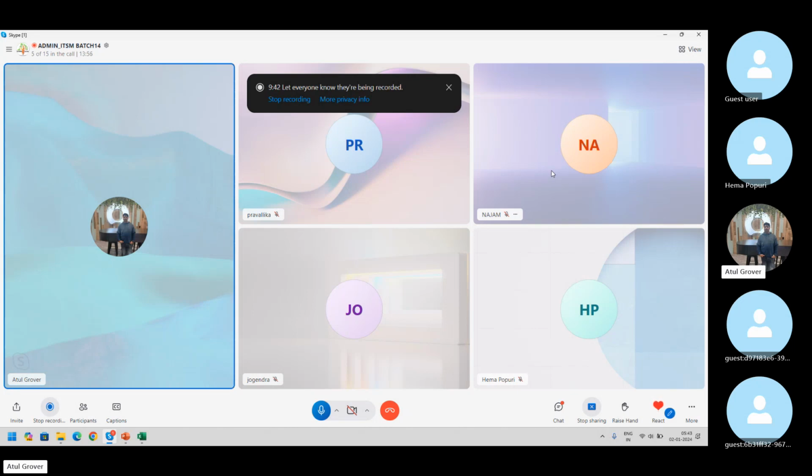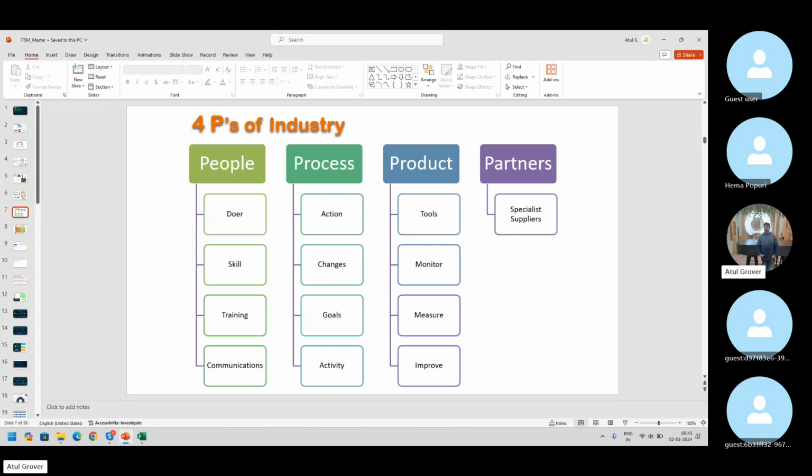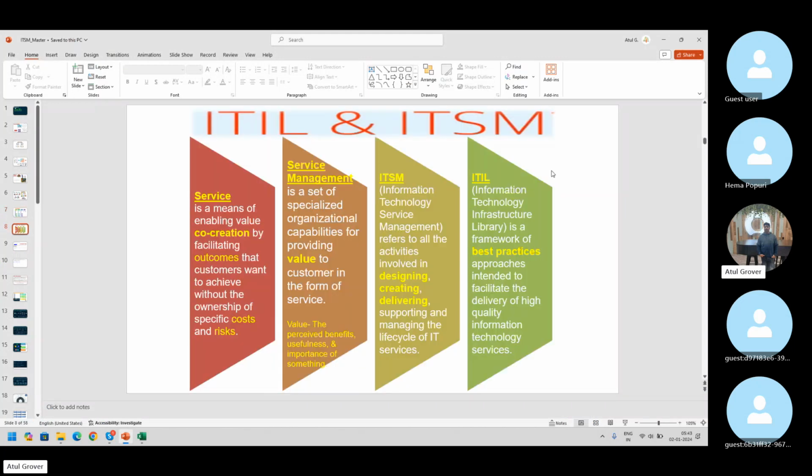Okay, good. So now when this has been done, what is the next part? Now let's understand the basics. I am using a word called ITIL, ITSM.